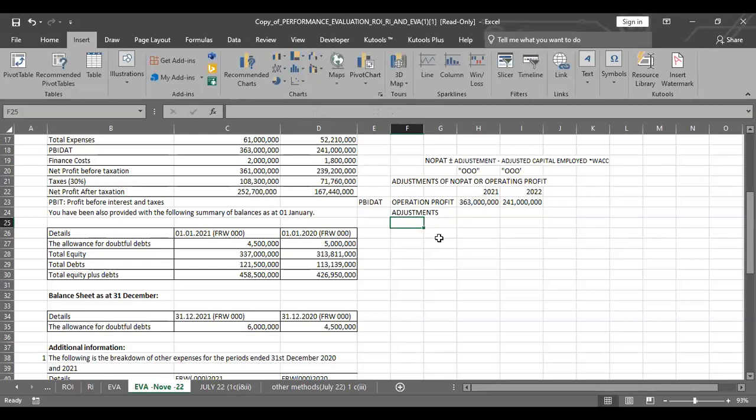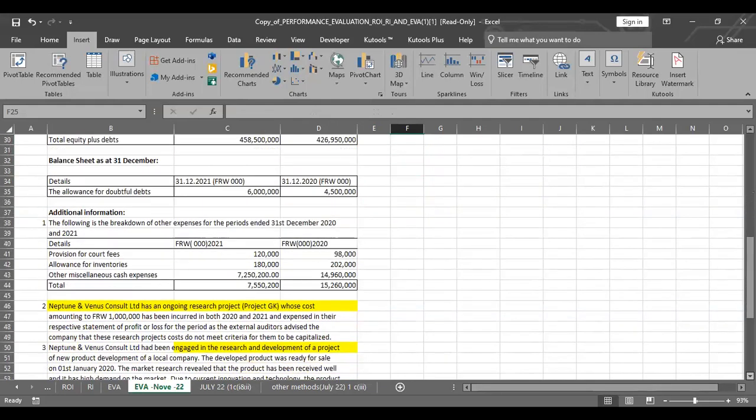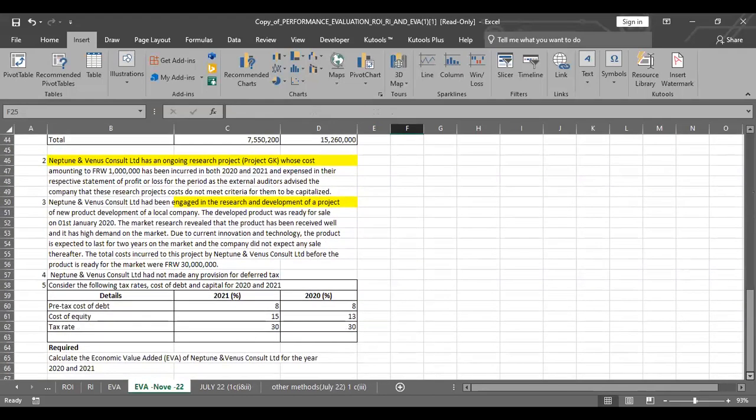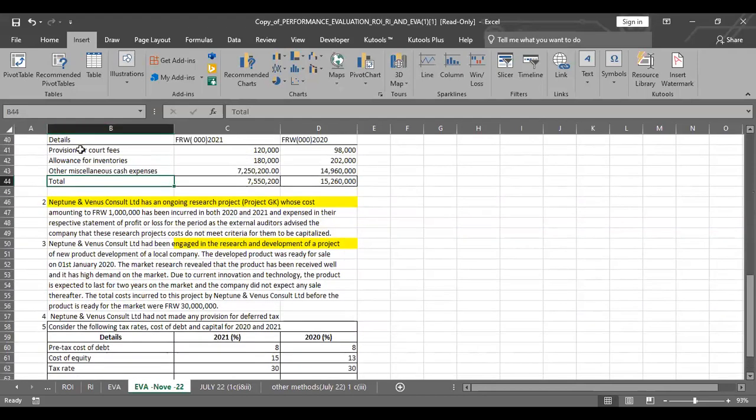Now, from this case, we have adjustments. You have seen how to do the adjustments. You get them from additional information, because additional information gives you the breakdown of some of the issues. Like here, we have research and development, number 2, and we also have non-cash issues, like provision of fees. We need to deal with that.